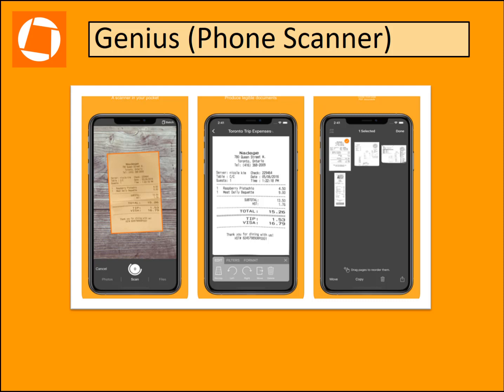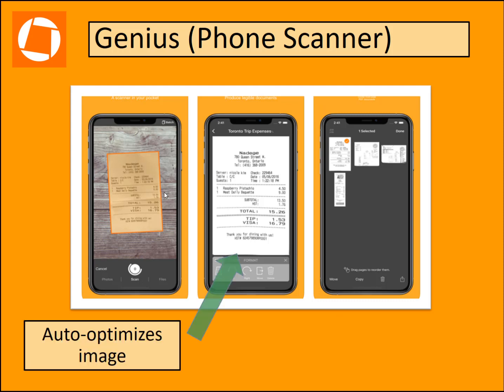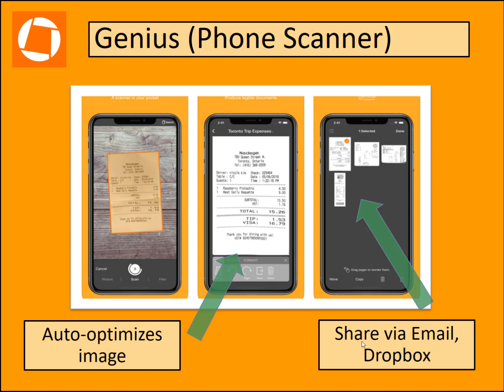Dropbox does have a built-in phone scanner. Genius has some features that the Dropbox one doesn't. It's really good at auto-optimizing images. In other words, flattening those images, taking out the wrinkles, and highlighting or enhancing the contrast so that it's easy to read. Once you've taken a picture of it, once you've scanned it, you can set the default to make it a PDF or a JPEG, but it's then very easy to share and email that or put it in Dropbox.